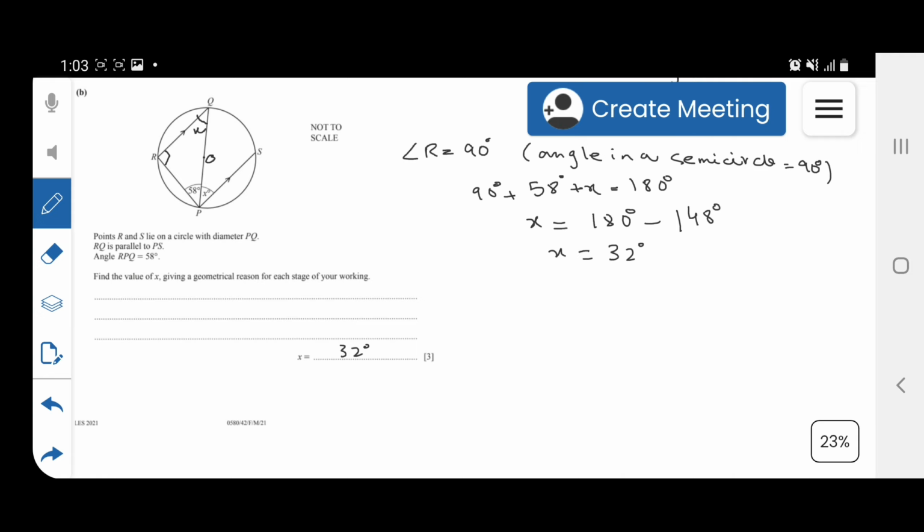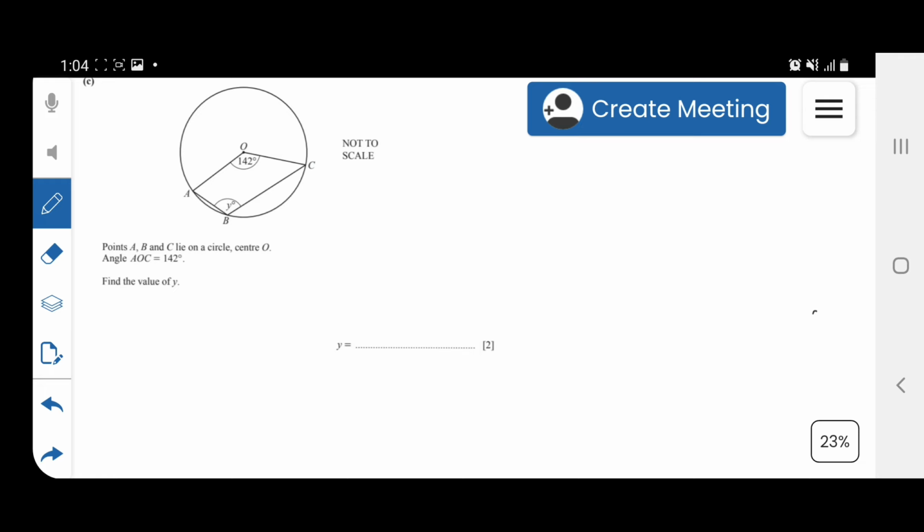Now let's move on to part C. So this is question number 3, part C. In this part again we have a question related to a quadrilateral inside a circle, which we call a cyclic quadrilateral. But there is a property of a cyclic quadrilateral that the sides of the quadrilateral should touch the circumference.